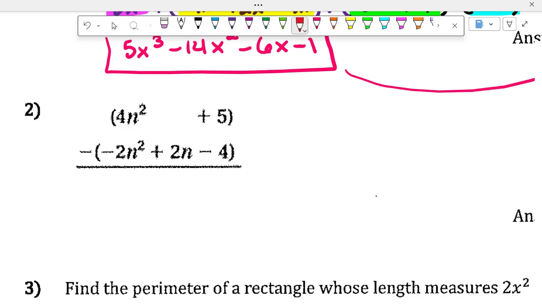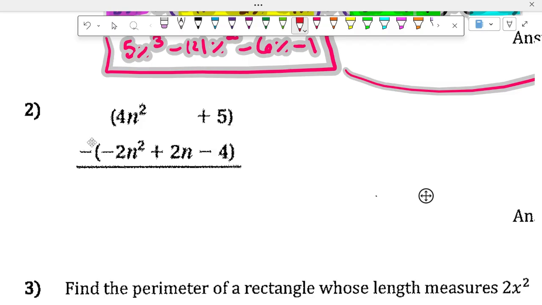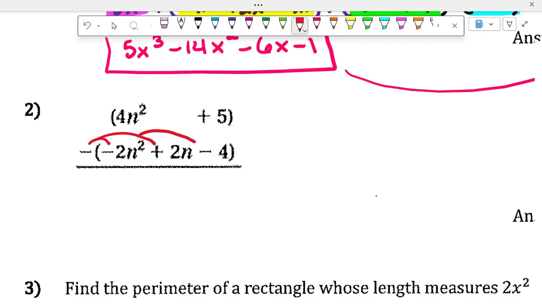So first off, if I want to change this, I have to distribute this first. So I would make this a plus. So this negative becomes a plus. This becomes a minus, and then another plus. And then I just add, like, back in the day when y'all were in elementary school, how you would add, like, vertically. That's basically what we're doing.